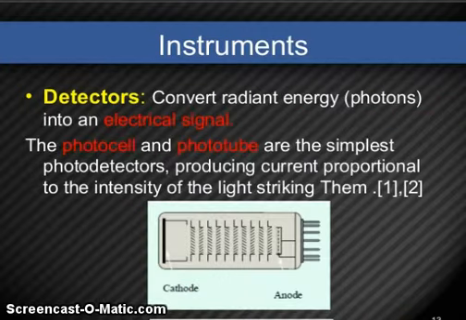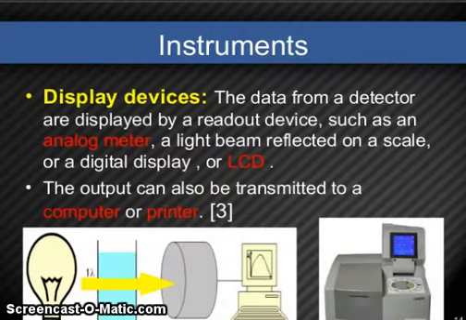Detectors convert radiant energy photons into an electrical signal. The photocell and phototube are the simplest photodetectors, producing current proportional to the intensity of the light striking them. You can see the cathode and anode. So display device: the data from a detector are displayed by a readout device such as an analog meter, a light being reflected on the scale, or a digital display or LCD. The output can also be transmitted to a computer or printer. You can see here.